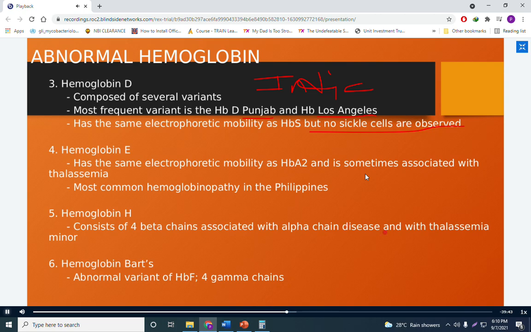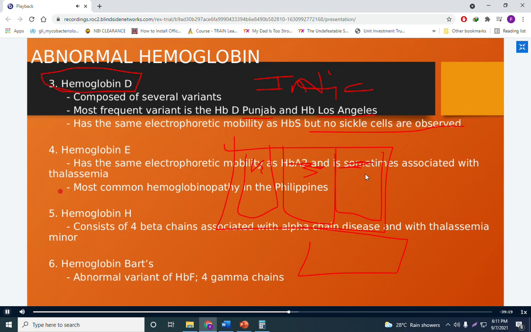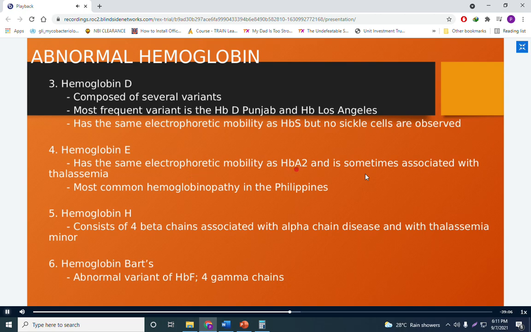So, kapag sa electrophoresis class, nakita niyo yung 3 bands na yon. Yung HBS nyo sobrang kapal, yung fetal onti lang, yung adult, yung A2, very small amounts. Pero pag tinignan mo under a microscope sa blood smear, walang sickle cell, then most likely it's a hemoglobin D variant. So kapag tinanong kayo, what's the difference between HBS and HBD? HBD has no sickle cells. Okay? Then we have your hemoglobin E, has the same electrophoretic mobility as A2.